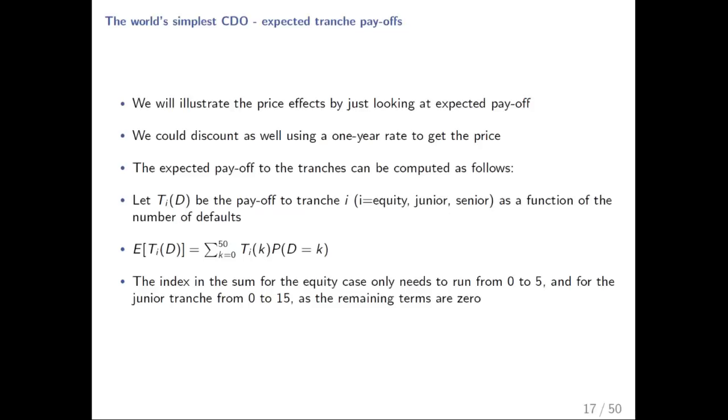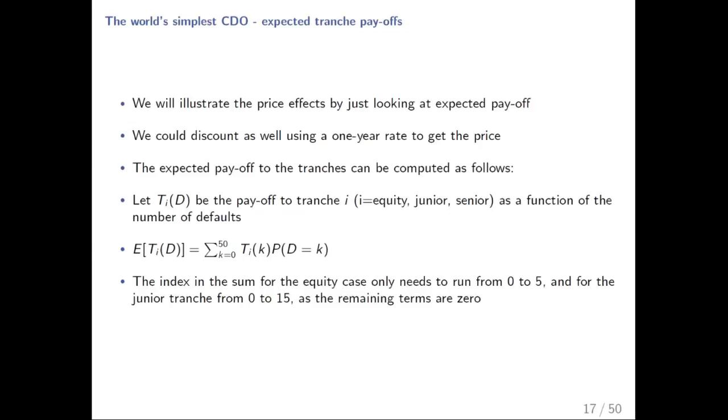So let Ti, as a function of the number of defaults, be the payoff to any given tranche, where i is equal to either equity, junior, or the senior. The expected payoff, as a function of D, is simply going to be equal to the payoff for each default state times the probability that we obtain that number of defaults. And that index sums over 0 to the number of defaults.